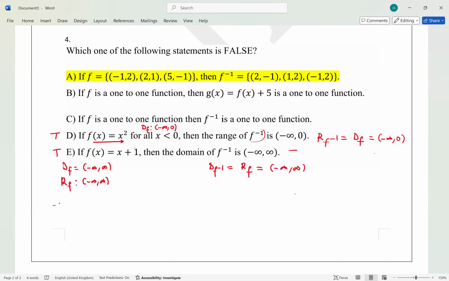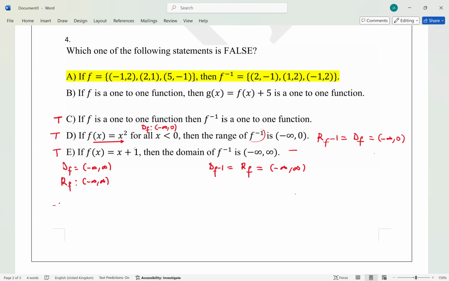Now, C, if f is a one-to-one function, f inverse is also one-to-one. Yes, this is clearly true. Then B, if f is a one-to-one function and g is f of x plus 5, is g also one-to-one? Yes. If you have a one-to-one function and you add 5, it's still going to be one-to-one.